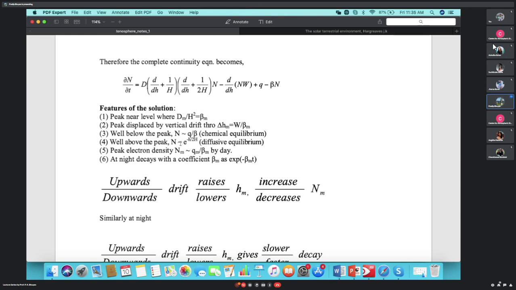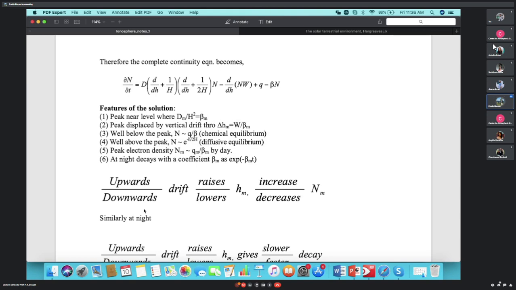But above the peak height, your electron density is exponentially varying, minus h by 2h. Here it is chemical equilibrium. That means below the peak, alpha Chapman. So it is chemical equilibrium, and above the peak, it is beta Chapman, and also it is diffusive equilibrium. Okay, so your electron density will decrease by exponential minus h by 2h. We can have these h different values, it will decrease. So at the peak, you have Nm is equal to Qm by B time, normally by day.